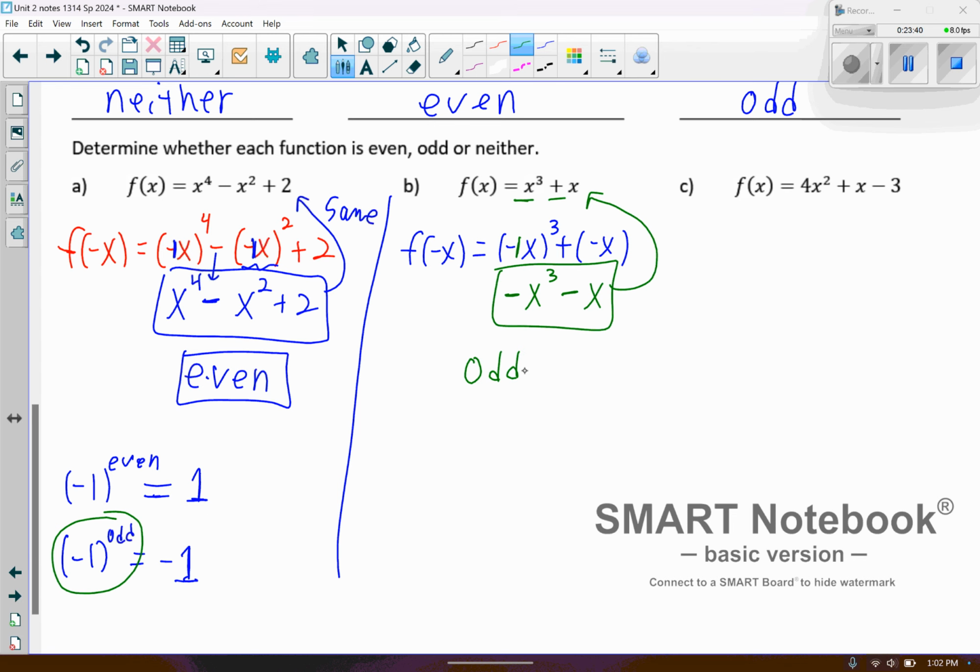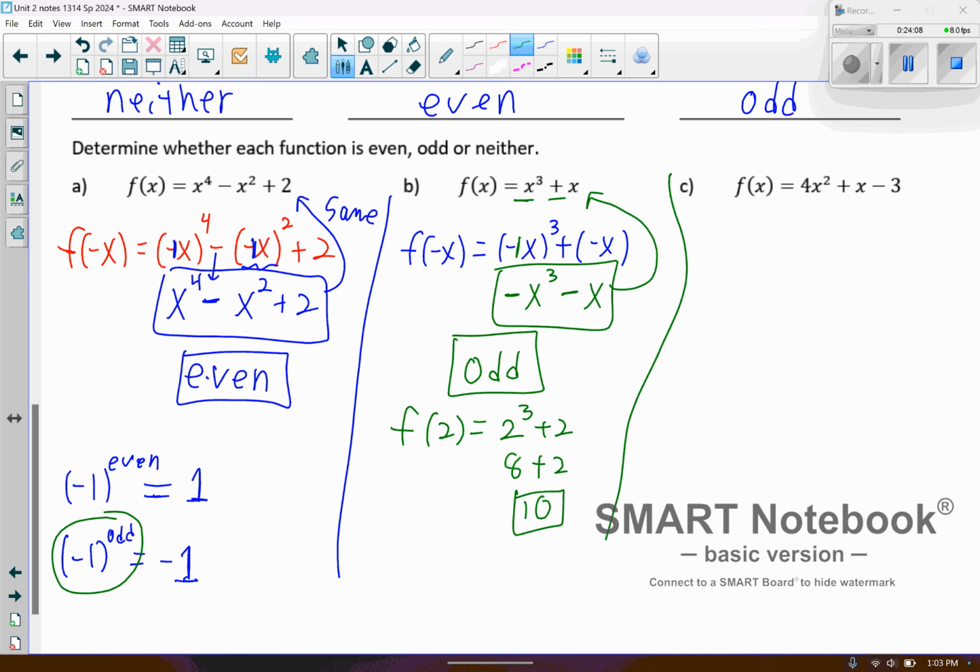What this is saying is if I plug in, for example, f of 2, I'd get 2 to the power of 3 plus 2. That's 8 plus 2, which is 10. If I plug in f of negative 2, I will get the opposite. I will get negative 10. If you don't believe me, you can go ahead and try that on your own. All right, so that's our odd one.